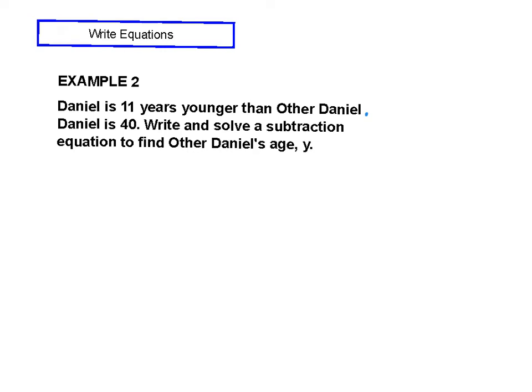Daniel is 40. Write and solve a subtraction equation to find other Daniel's age, y.